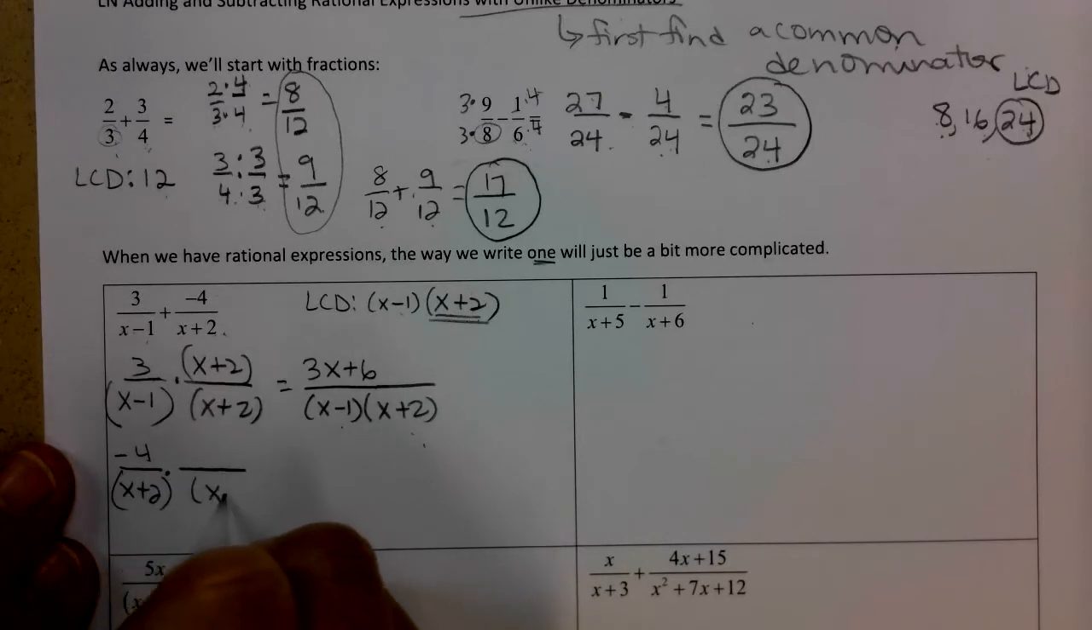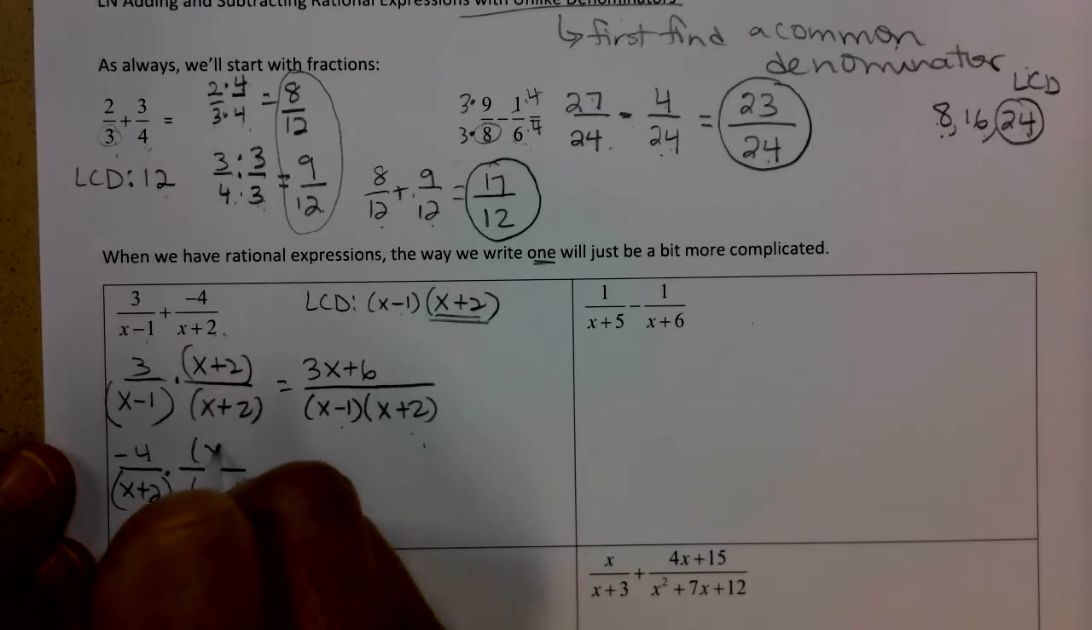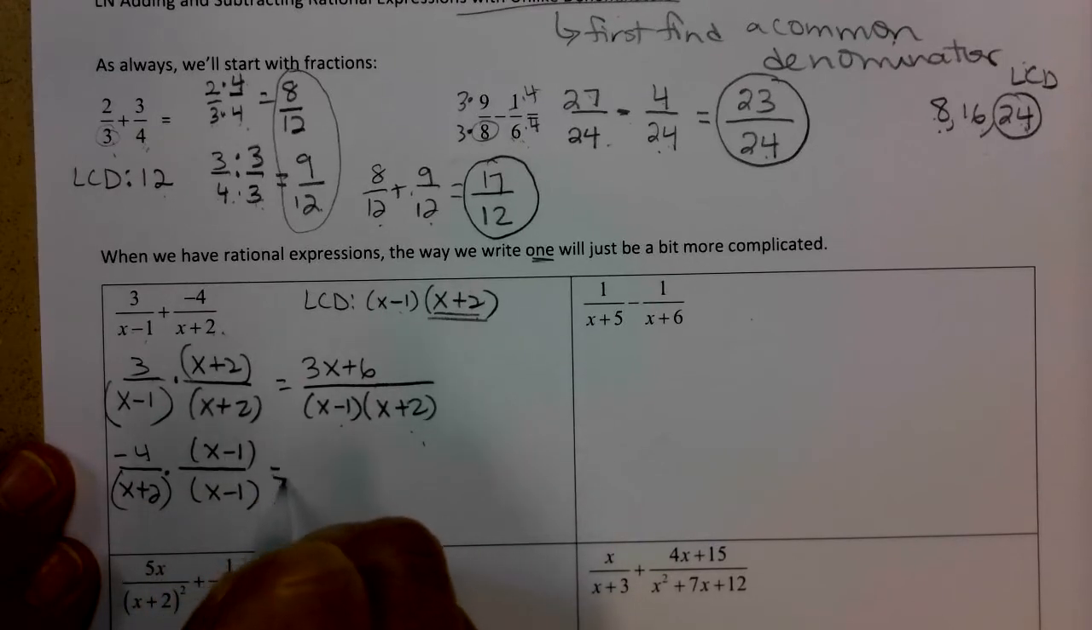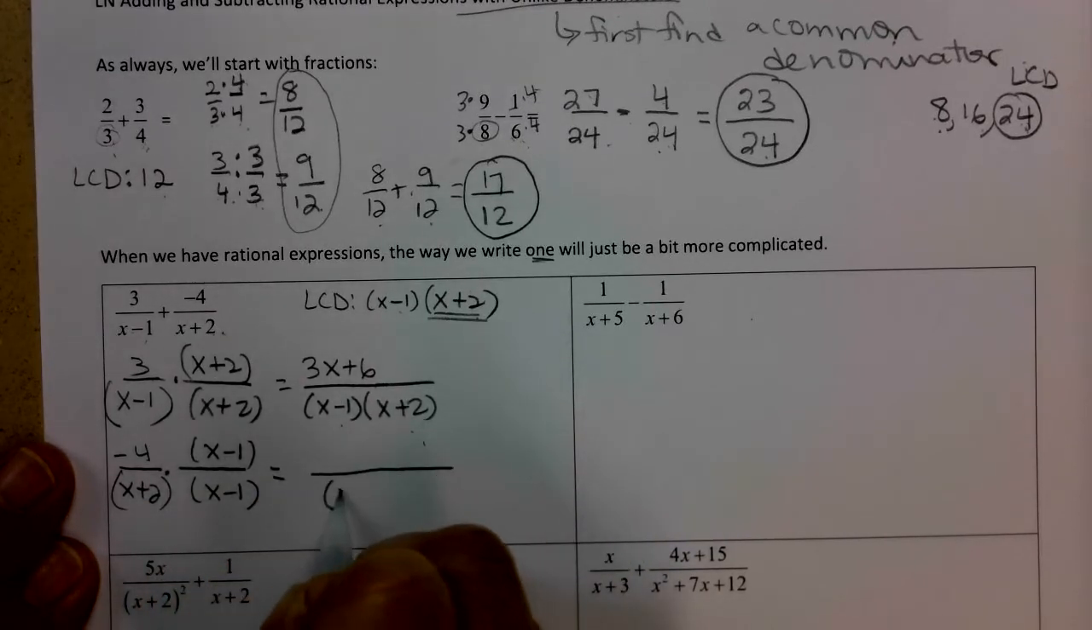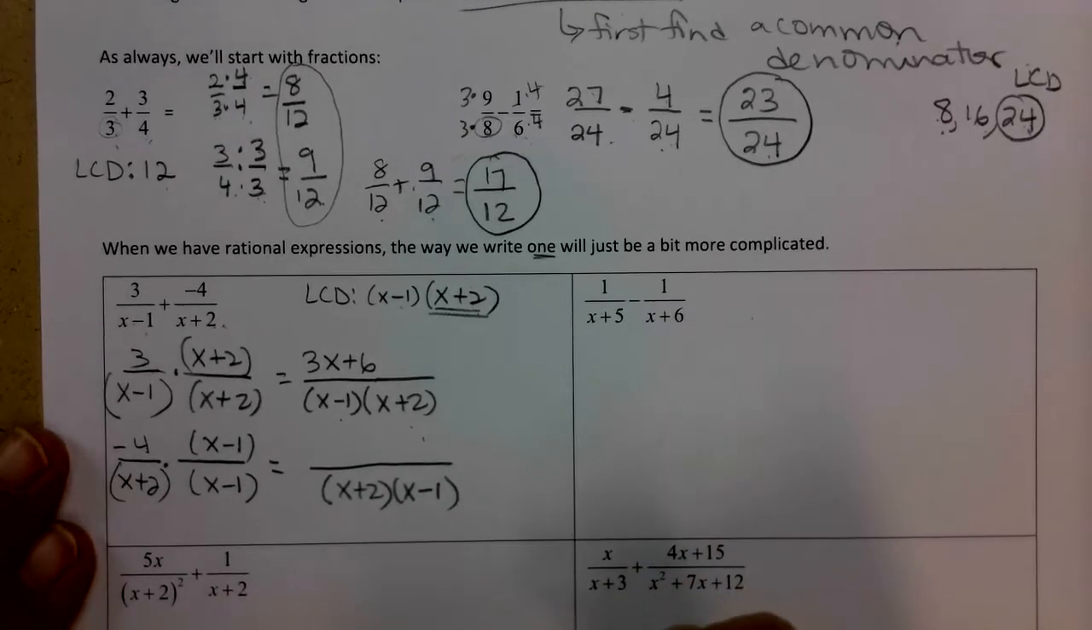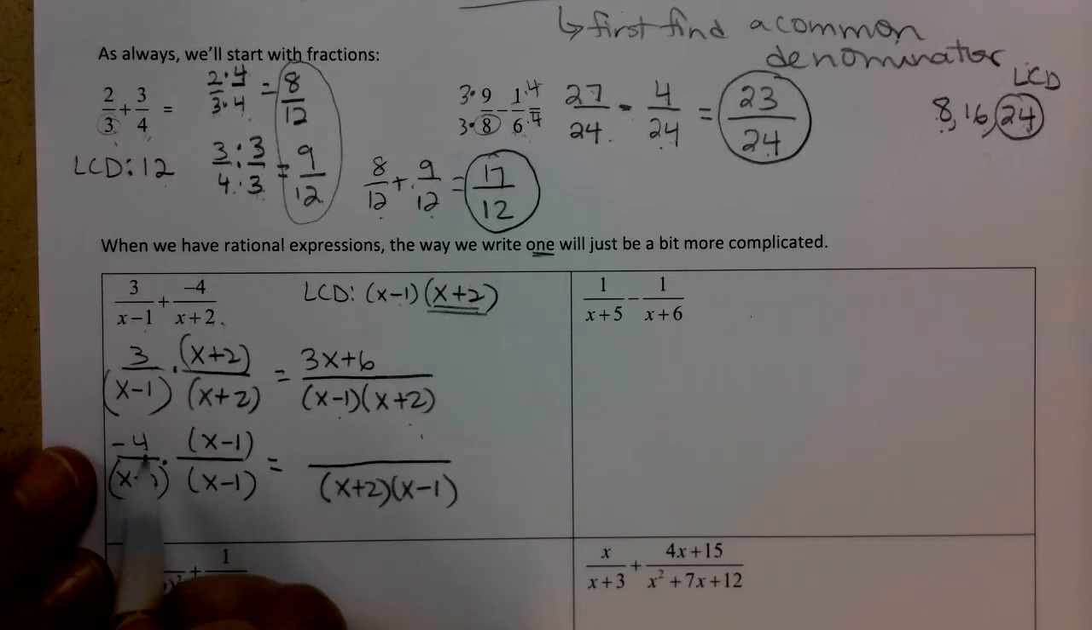So it needs an x minus 1 for the bottom, which means x minus 1 for the top, so that, right, I'm not changing its value because I'm only multiplying by 1. So now there's that common denominator. And on the numerator, I'll have negative 4 times x plus 1. So I'm sorry, negative 4 times x minus 1. So I'll go ahead and do that multiplication.